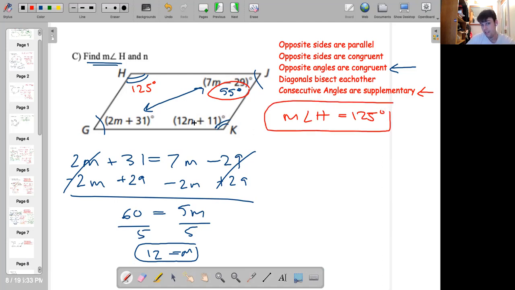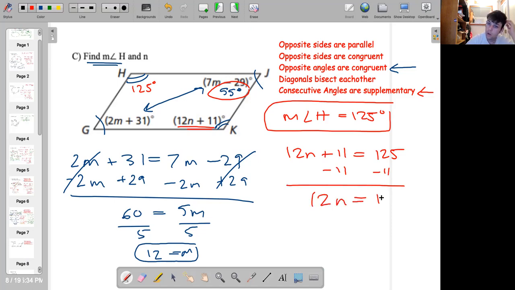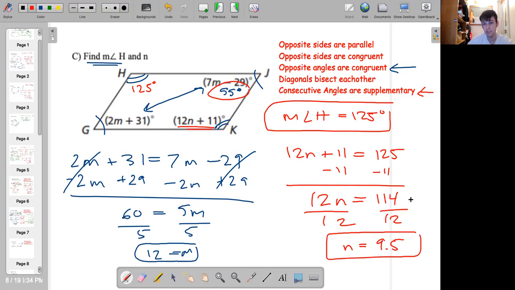And then find the value of n. Well, I just need to set this. This needs to equal 125. So 12n plus 11 equals 125. Subtract 11. I get 12n equals 114. Divide by 12. And 114 divided by 12, that's 9.5. All right, so we found both of our answers there, kind of using some of the angle properties. I'm going to go ahead and cut this right here, and I'll see you in part two.